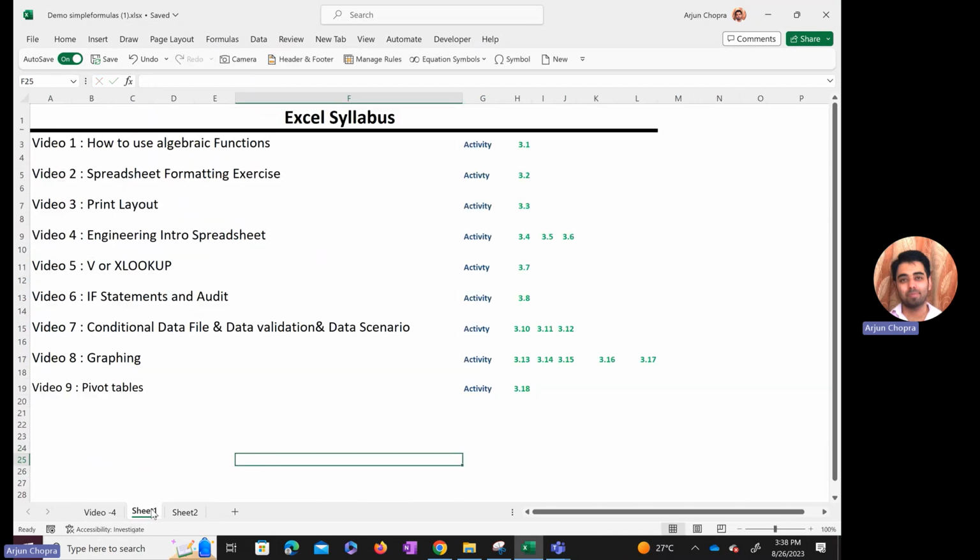Now go to activity 3.4, 3.5, and 3.6. I'm sure you will be able to perform these activities. Make sure you pay attention to the details, where to put the bracket, where not to put the brackets.